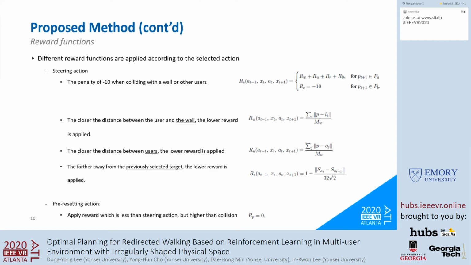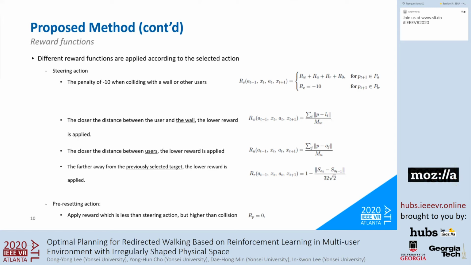The closer the distance between the user and the wall, the lower the reward applied. And the closer the distance between users, the lower the reward applied. The farther away from the previously selected target, the lower the reward applied. In case of selecting a pre-resetting action, a reward is applied which is less than the steering action, but higher than collision.